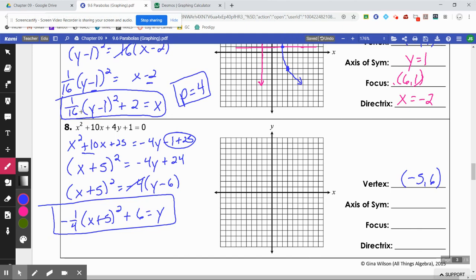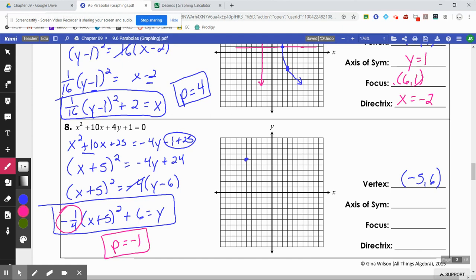So -5, 6. Let's go ahead and write that. -1, 2, 3, 4, 5. 1, 2, 3, 4, 5, 6. There's going to be your vertex, your focus, and your axis of symmetry. Okay, your p-value here is -1/4. So that means that p would have to be -1 once you solve it. Just set that equal to 1 over 4p and solve.